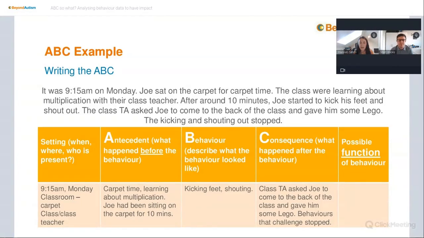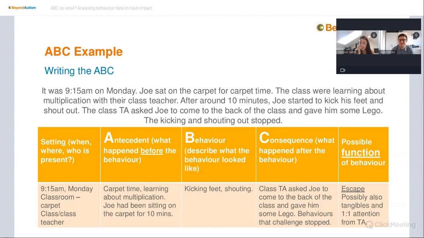So, Matt, spoiler. So yeah, I'd say that the fact that the behaviour stopped indicates it's probably escape. Maybe multiplication is really difficult. Sitting on the carpet for any length of time can be hard. But then there's also additional stuff going on. So potentially access to the tangibles, being able to play with Lego, just the attention from his TA. Yeah, they're all possible things.